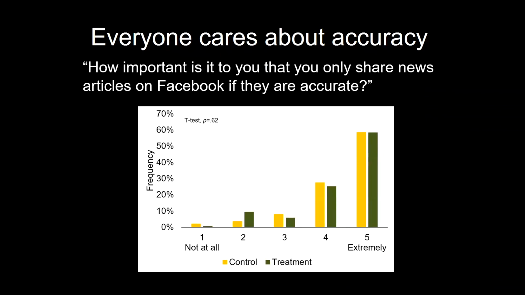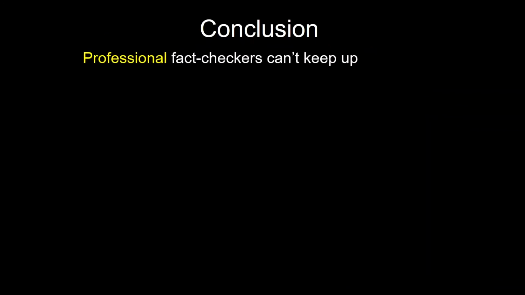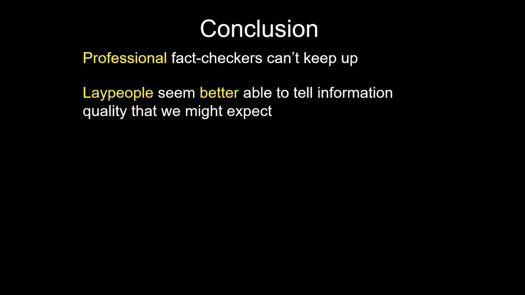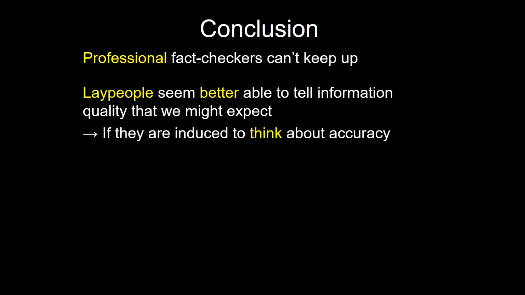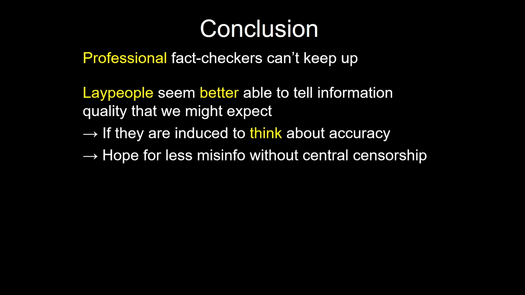So putting these things together, I think that professional fact checkers alone are not going to be able to solve the problem of misinformation. And our research suggests that lay people are actually substantially better at assessing the quality of information and sources than you might expect, particularly if you can get them to think a little bit about it and not just go with their gut. And so I think that this provides some hope that we might be able to reduce the spread of misinformation without relying on centralized censorship institutions by taking advantage of and sort of activating people's tendency to think and consider the accuracy of the content they're consuming.